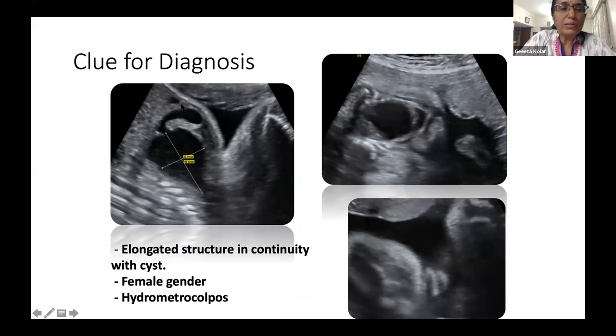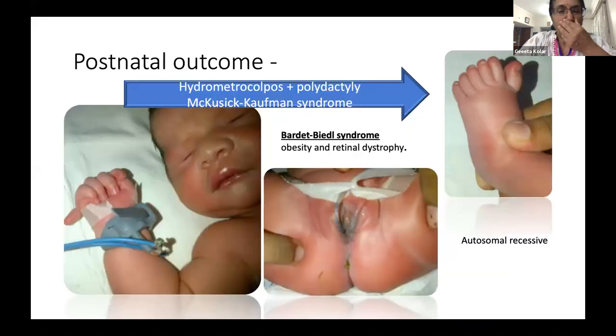This looked like an adjacent structure, and we felt this was a uterus, hydrometrocolpos, and this was the fallopian tube. This gave us a clue, and we looked at the gender, it was female. So a diagnosis of hydrometrocolpos with obstruction of the ureters leading to secondary hydronephrosis was made.